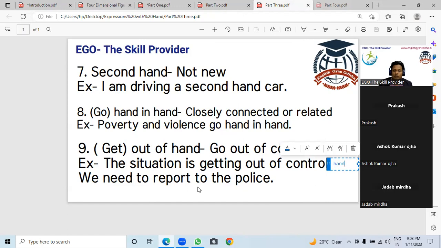We need to report to police. Whenever you want to report to police, whenever the situation is getting out of hand, oh my God, it is getting out of hand. I cannot do anything.